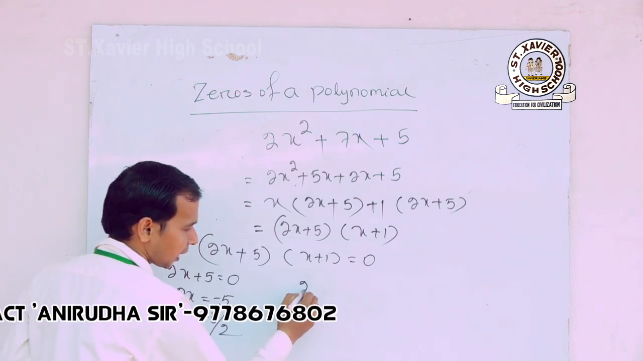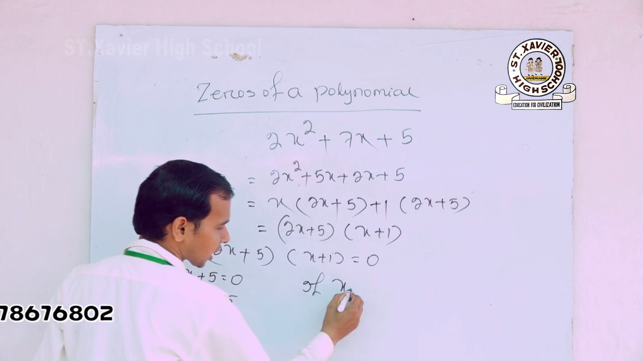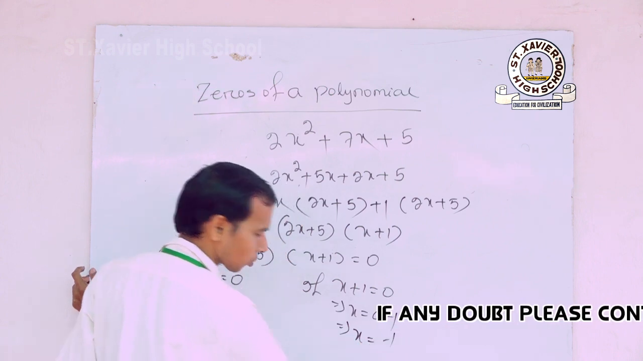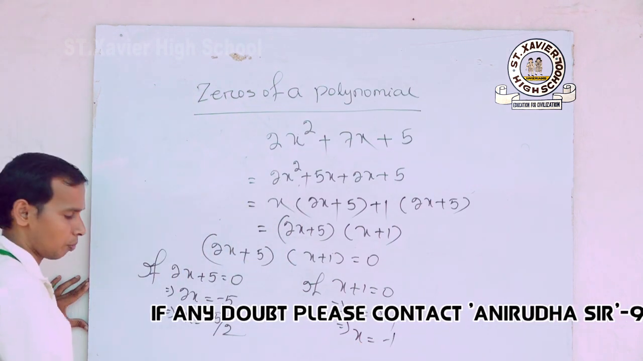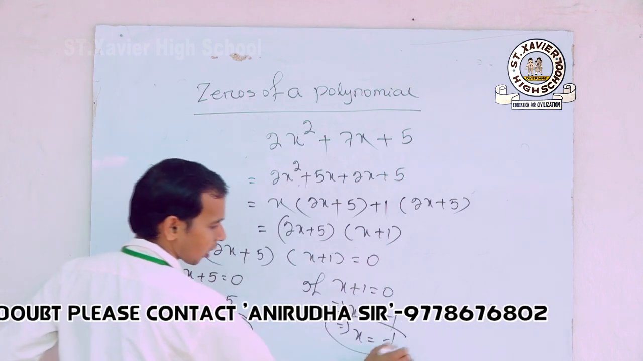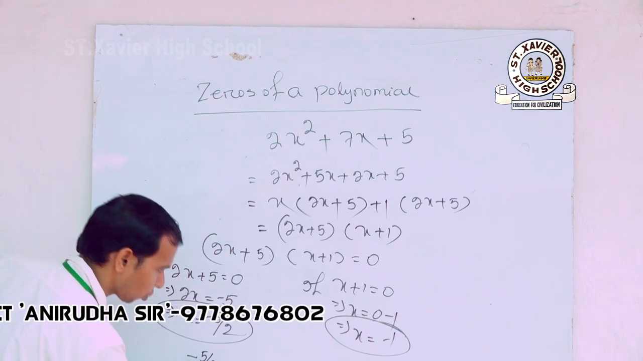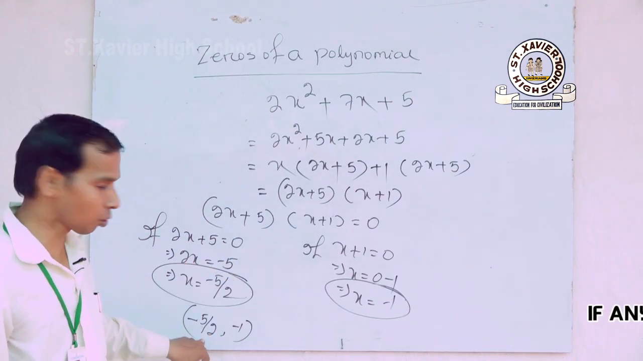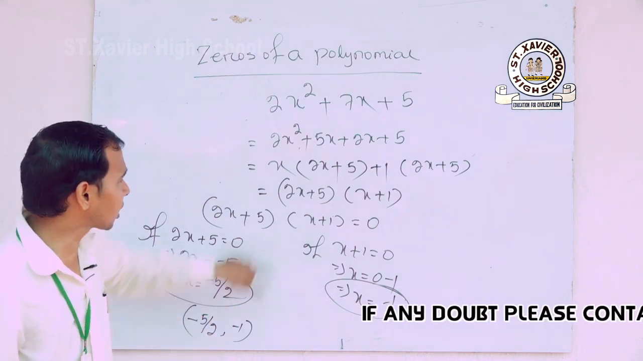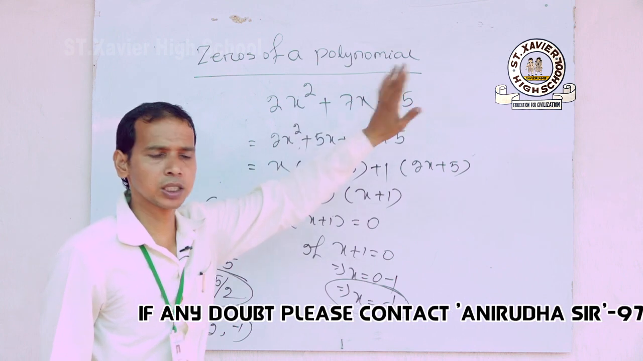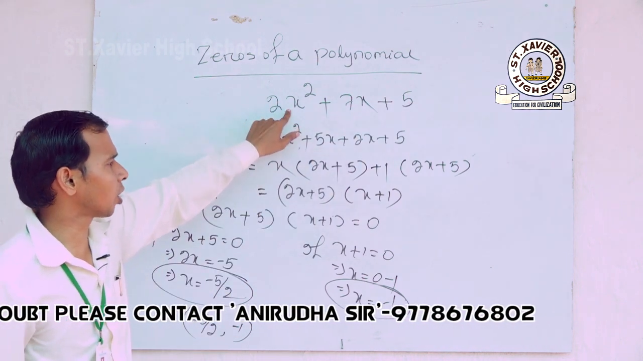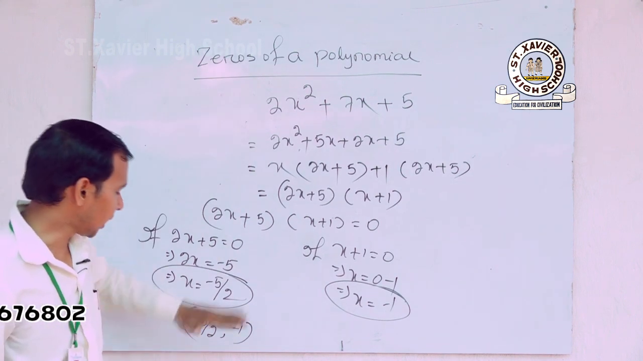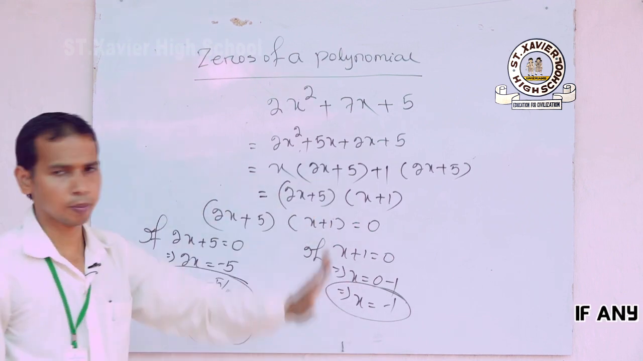In the second case, if x plus 1 equal to 0, then x equal to 0 minus 1, so x equal to minus 1. As it is a quadratic polynomial, at last you get two zeros, minus 5 by 2 and minus 1. You may test whether it is true or false. If we put minus 5 by 2 in place of x, you must get 0. If you put minus 1, you must get 0 also. So a quadratic polynomial has two zeros and two factors.